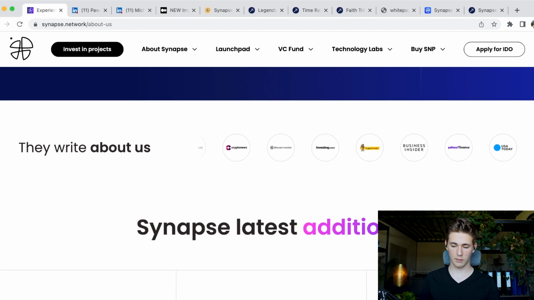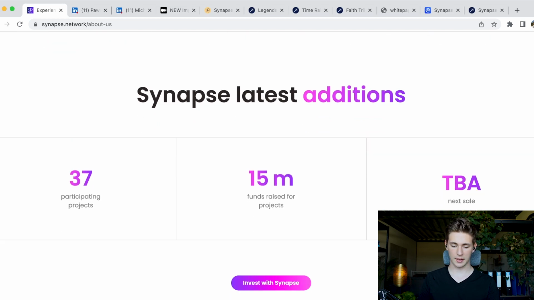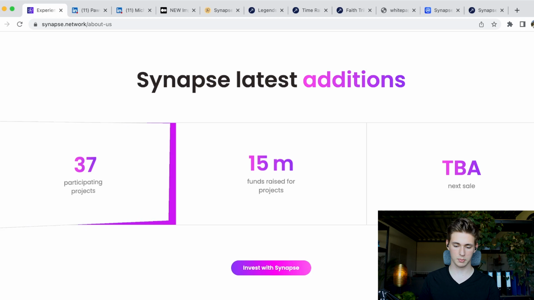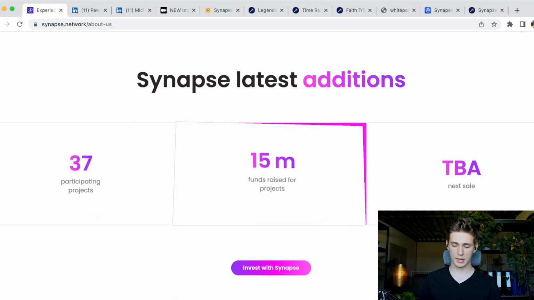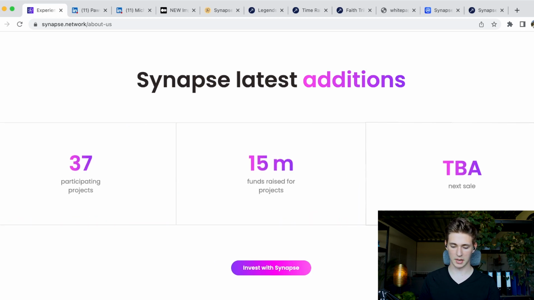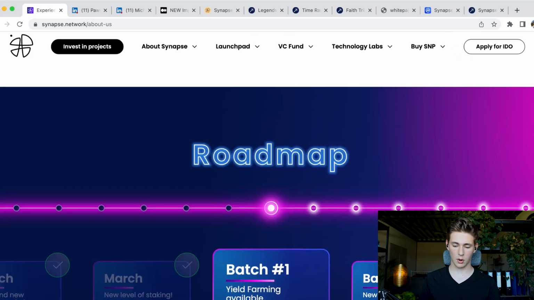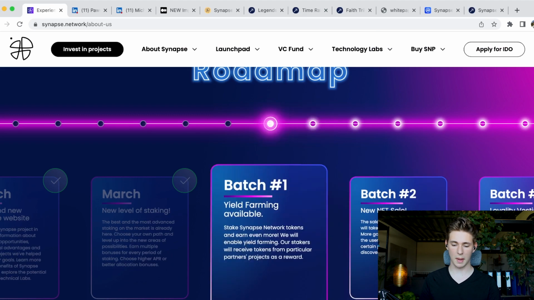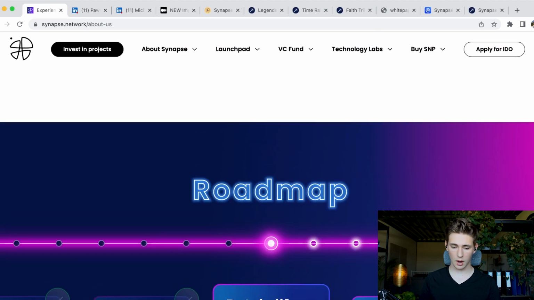Here we have a couple of articles or just companies that wrote about Synapse. Here we see 37 participating projects. Look at this 3D animation, pretty cool. 50 million funds raised in the projects, and the next sale is to be announced. So that is all for the information about Synapse. Now they get right into the roadmap, which we are going to cover.